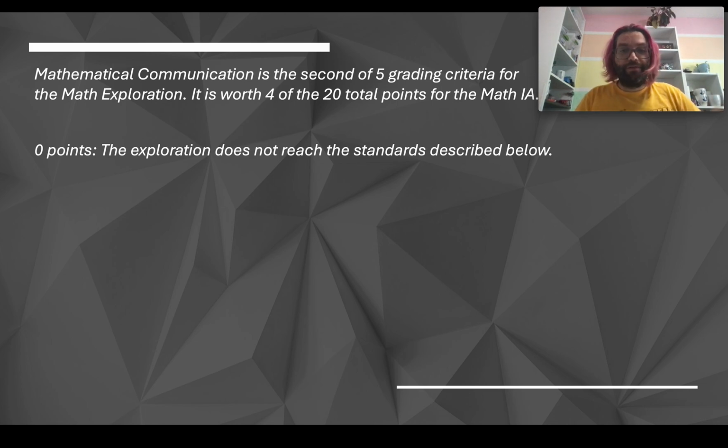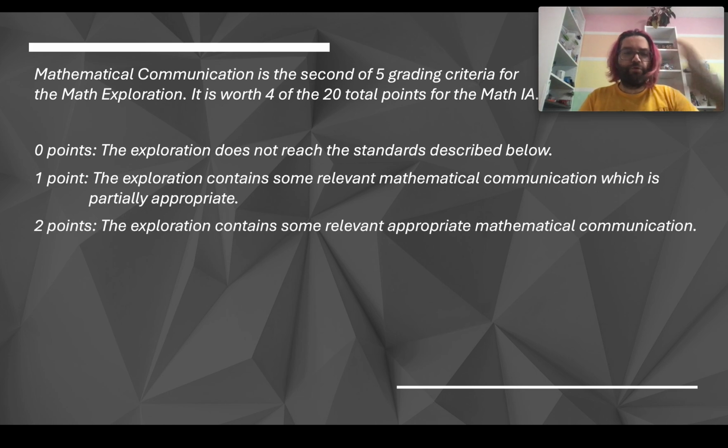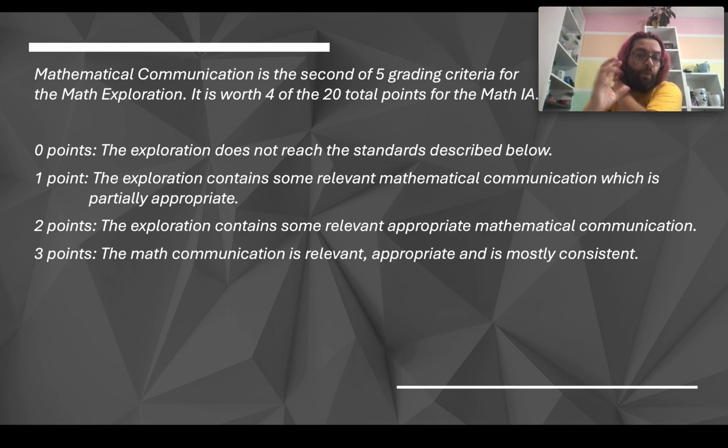As usual, 0 points means, hey, you didn't do any of the things down below. For 1 point, it says the exploration contains some relevant mathematical communication which is partially appropriate. I'm going to be dissecting these things and talking about them more later. I just wanted to share some of the wording with you now. For 2 points, the exploration contains some relevant appropriate mathematical communication. So we're going to keep seeing these words relevant and appropriate. And really that's part of what this video is going to be about, knowing what the difference is.